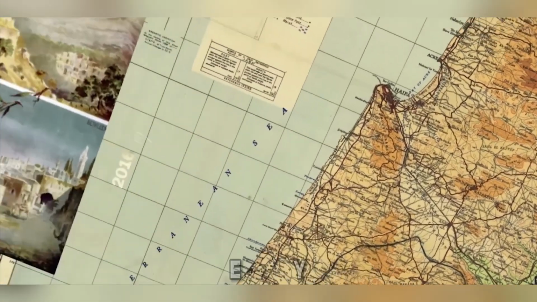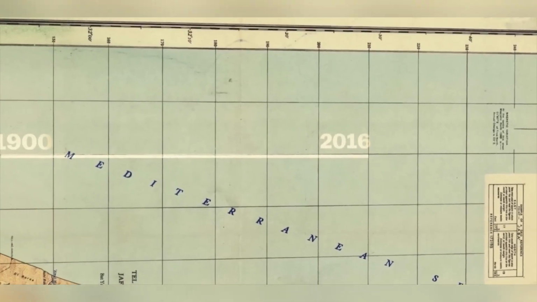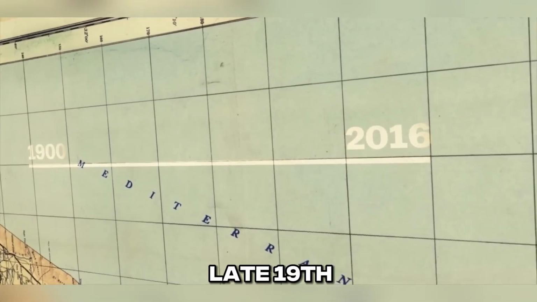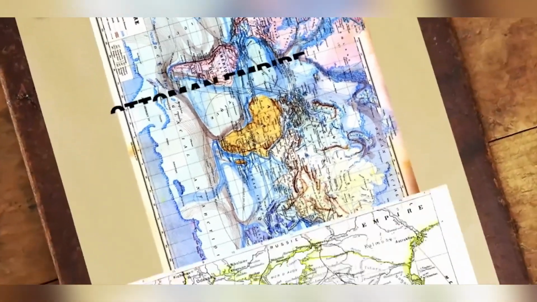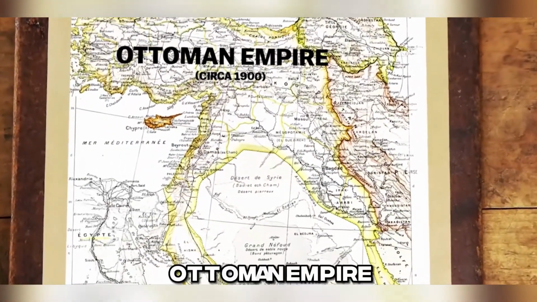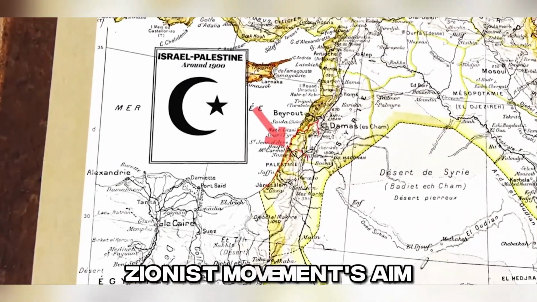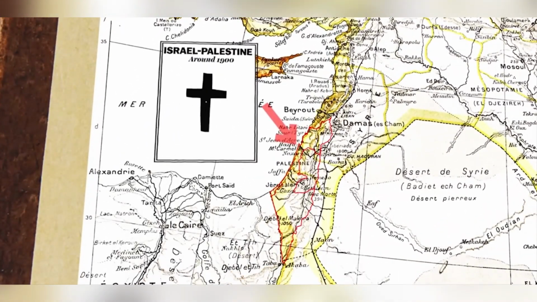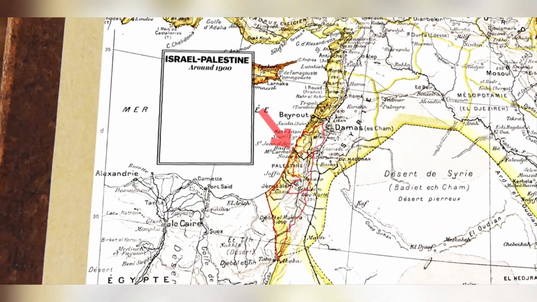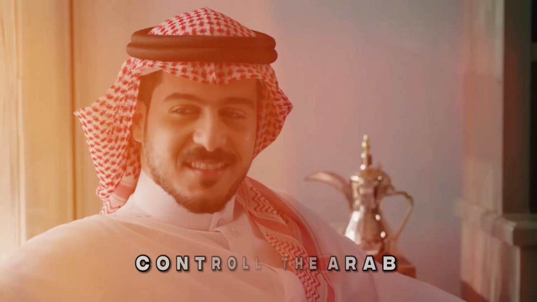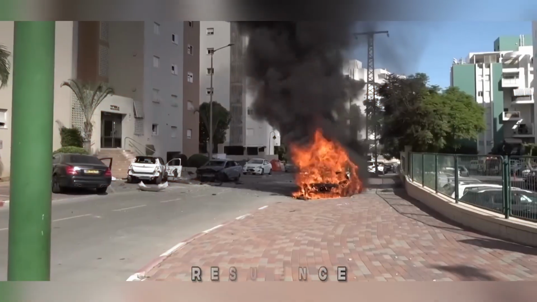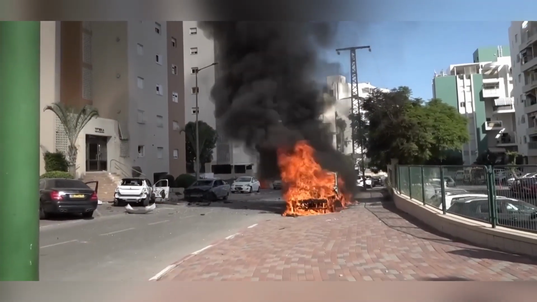Early history. The conflict traces its origins to the late 19th and early 20th centuries, when waves of Jewish immigrants began settling in Palestine, then part of the Ottoman Empire, driven by the Zionist movement's aim to establish a Jewish homeland. This influx heightened tensions with the Arab population, resulting in outbreaks of violence and clashes over land ownership.